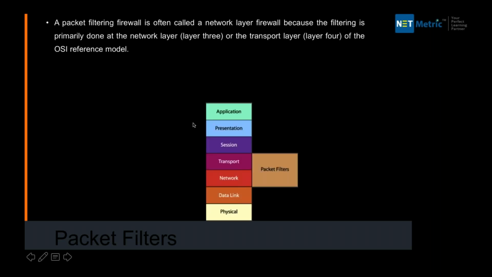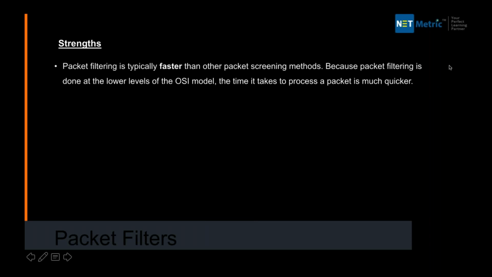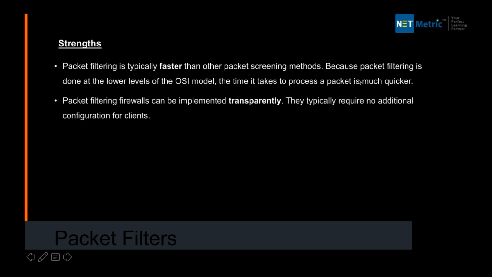A packet filtering firewall is often called a network layer firewall because the filtering is primarily done at the network or transport layer, on the basis of the source IP, destination IP, source port as well as destination port, or the protocol number or ID. You use packet filters to instruct a firewall to drop traffic that meets certain criteria. What are the strengths of packet filtering? Packet filtering is typically faster than other packet screening methods because it is done at what? The lower level of the OSI layer model. The time it takes to process the packet is much quicker.